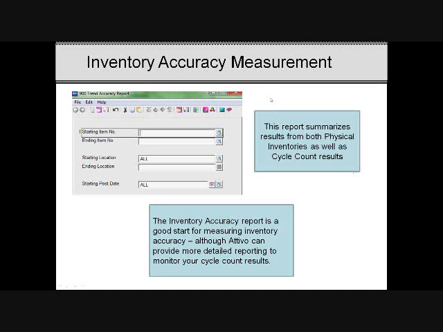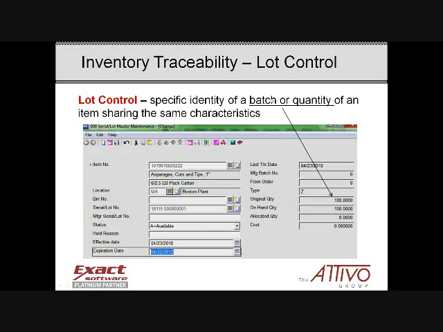Let's move on to the lot traceability and serialization and so forth, and how Macola supports traceability in general. First of all, when it comes to lot versus serialization, lot control is specific identity of a batch or quantity of an item that all share the same characteristics. So it's a dye lot or a batch of food product that was produced in one kettle. It's a day's production run of something that all shares the same test criteria, same characteristics.